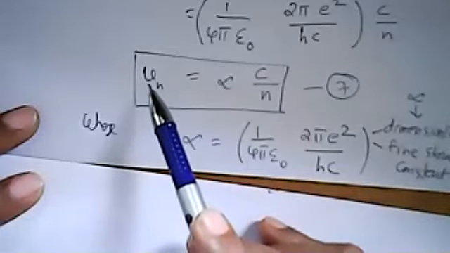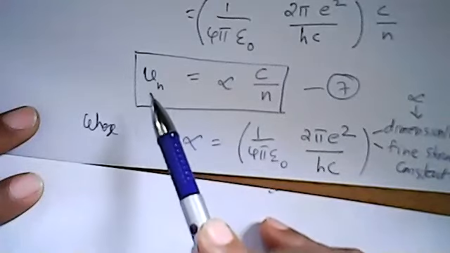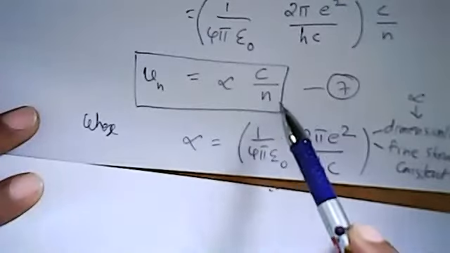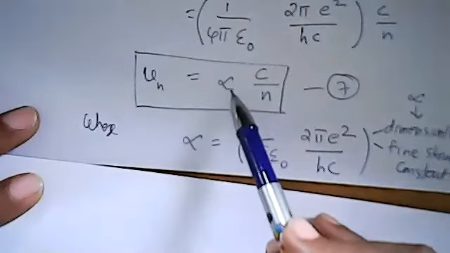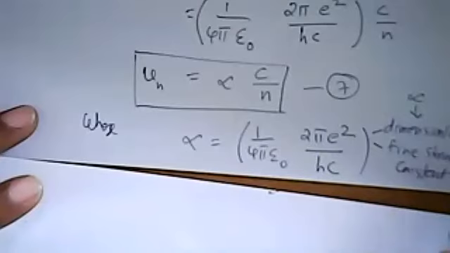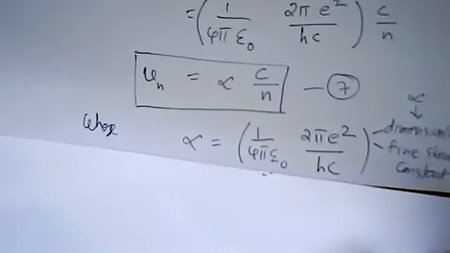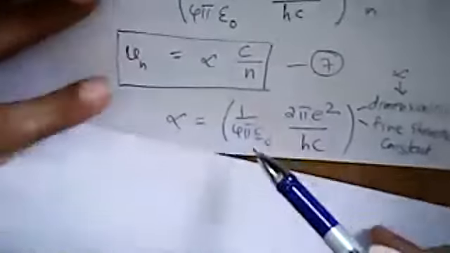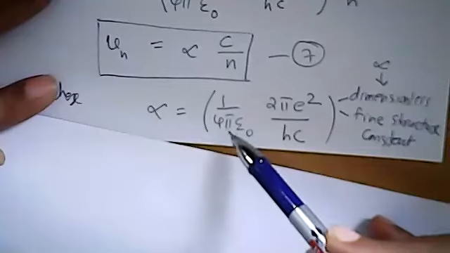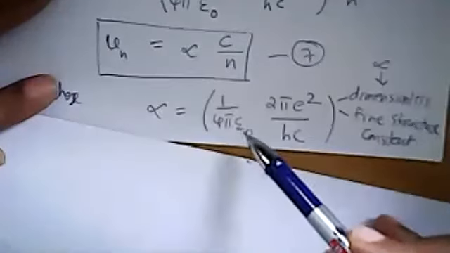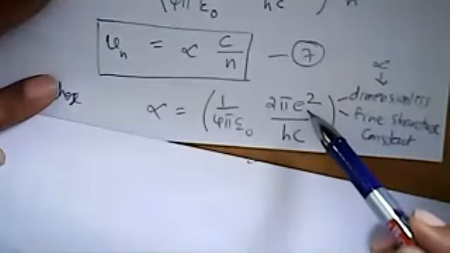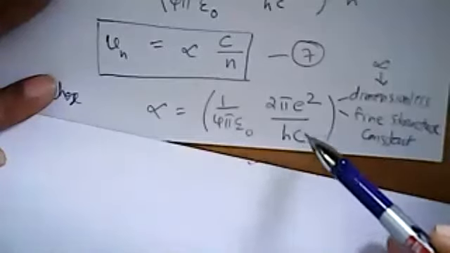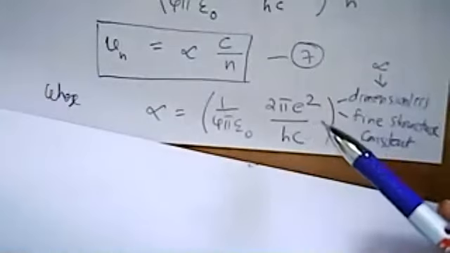Now we can call V as Vn, V suffix n, because velocity depends on n, the principal quantum number, 1, 2, 3. So Vn equal to alpha into c by n. Now you calculate the value of alpha, because all these things are known: 4 pi, we know the value of pi, epsilon 0 we know, e is the electronic charge, h is Planck's constant, c is the velocity of light. Substitute all the values and calculate alpha.